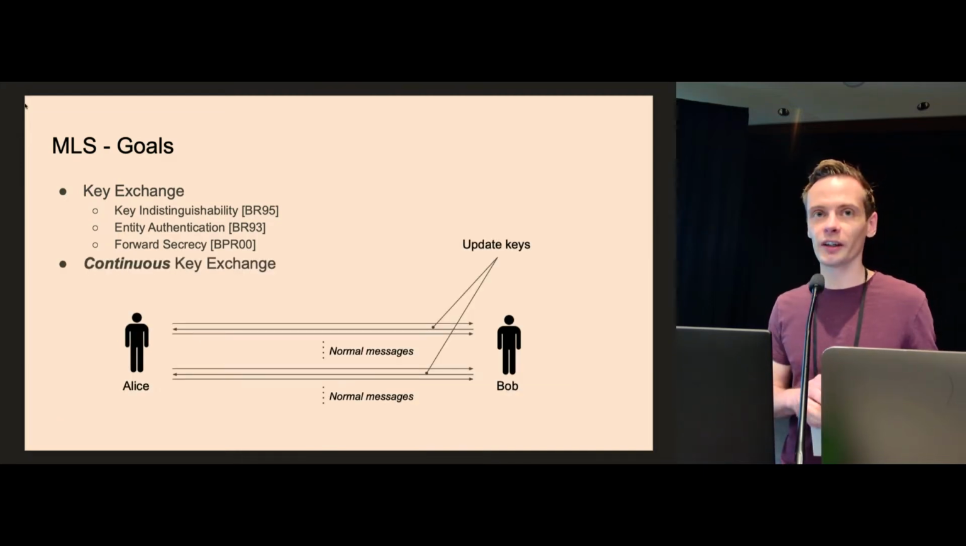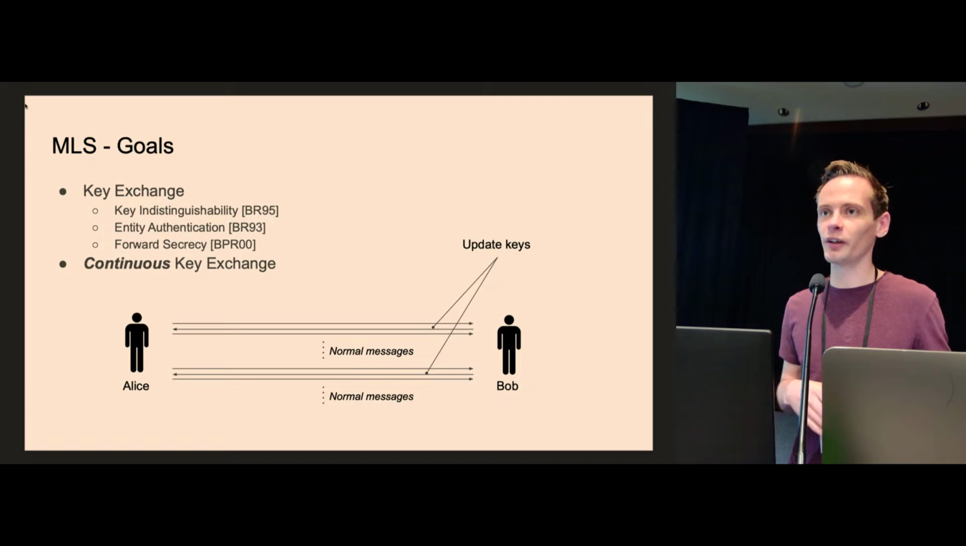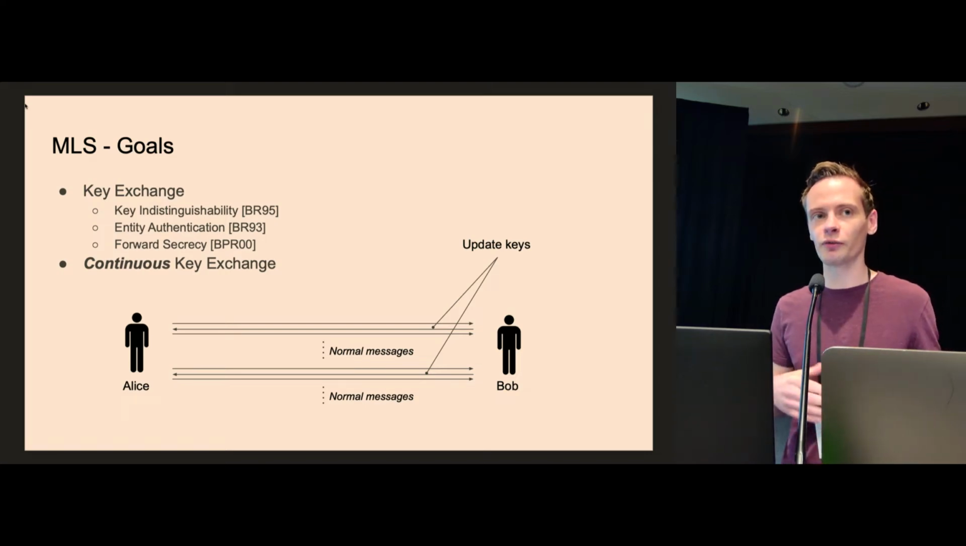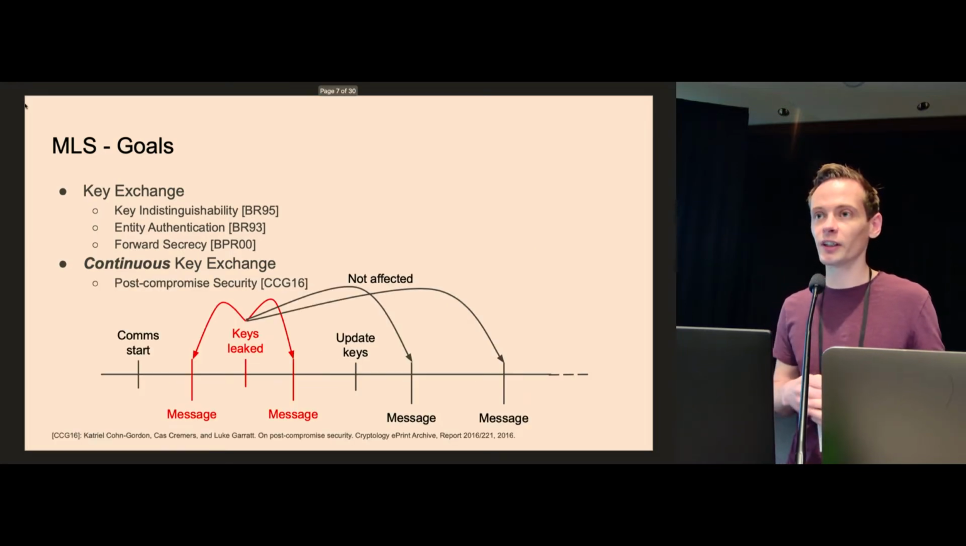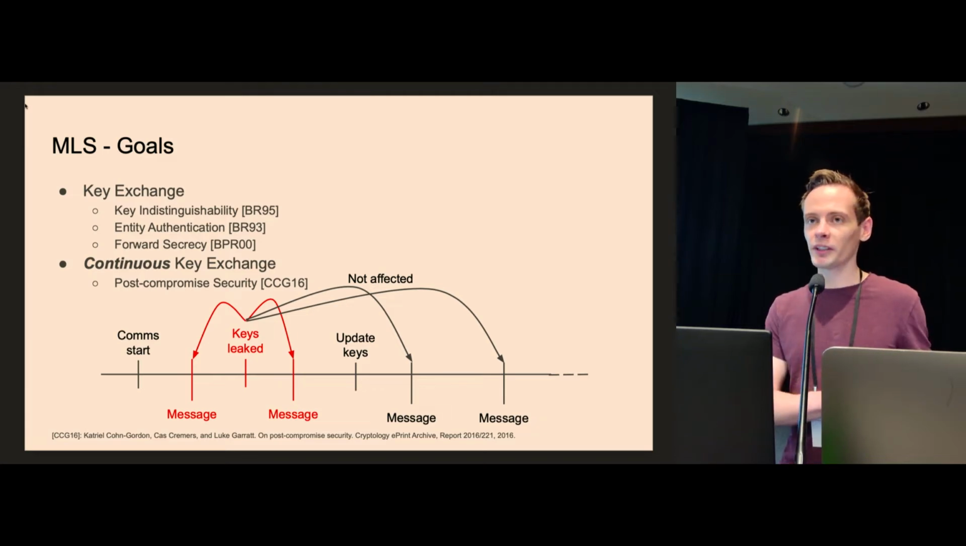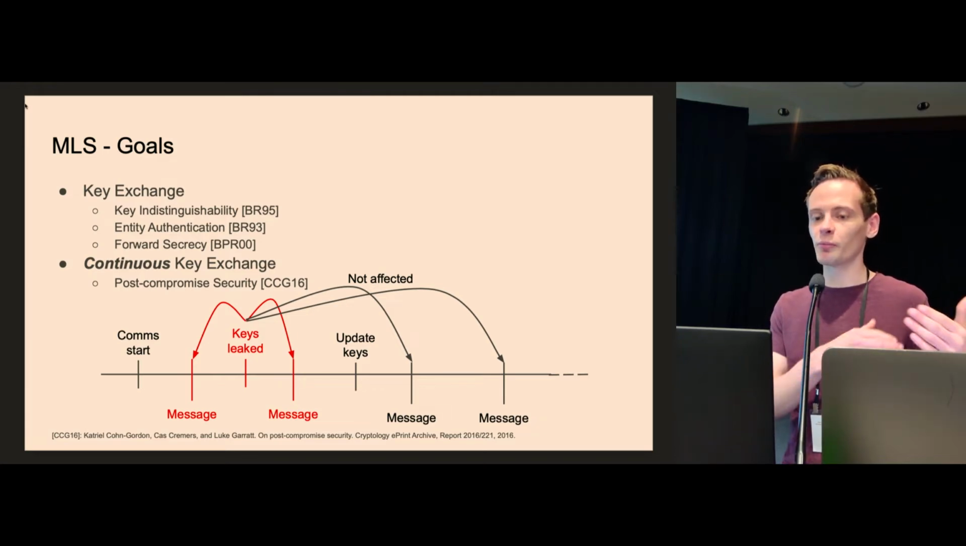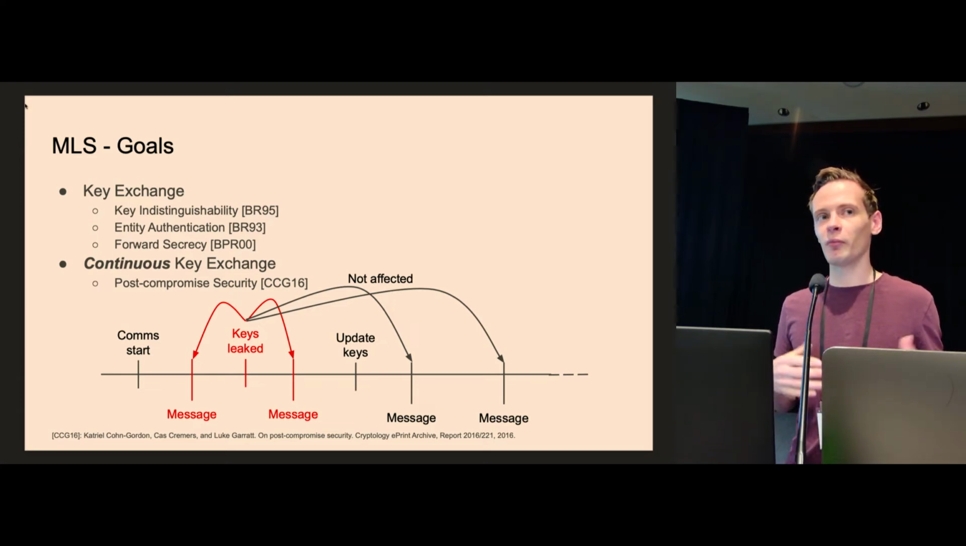Moving on, we have a functional requirement on key exchange called continuous key exchange. In this setting, the sessions are longer, and therefore Alice and Bob want to continuously update their keys to hopefully get better security guarantees. Specifically, what they want is post-compromise security. In post-compromise security, the setting is such that Alice and Bob start the communication. They start exchanging messages. However, either Alice or Bob's state is leaked, including the keys that were exchanged in the key exchange.